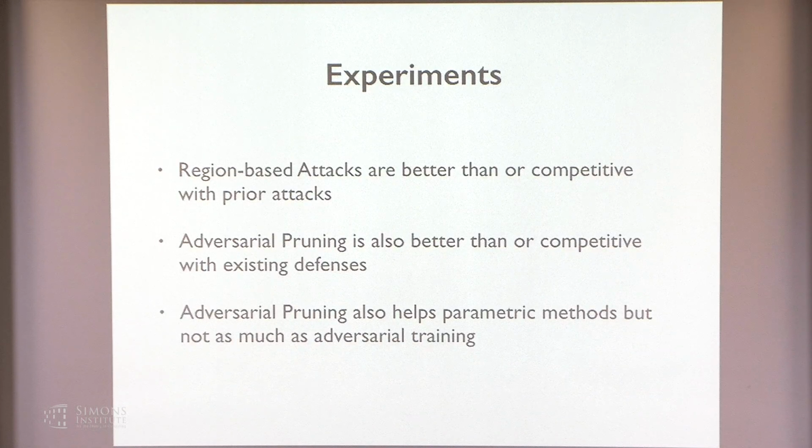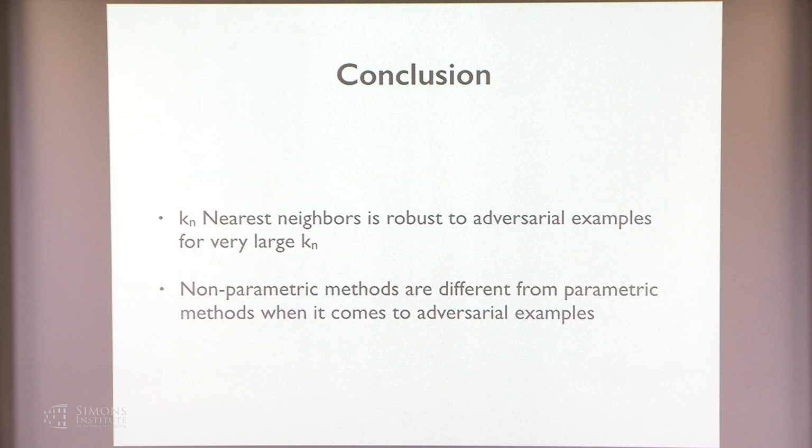In conclusion of experiments, what we see is that the region-based attacks are either better than or competitive with the prior work. Adversarial pruning is either better in some cases or competitive with existing defenses, but of course it's more general. And then it also helps parametric methods, but not as much as adversarial training. And the real question is, what is going on, I think. Because there must be some fundamental difference in which parametric and non-parametric methods look at data, and which results in this difference. And I think the real question is, kind of, what is going on, right?